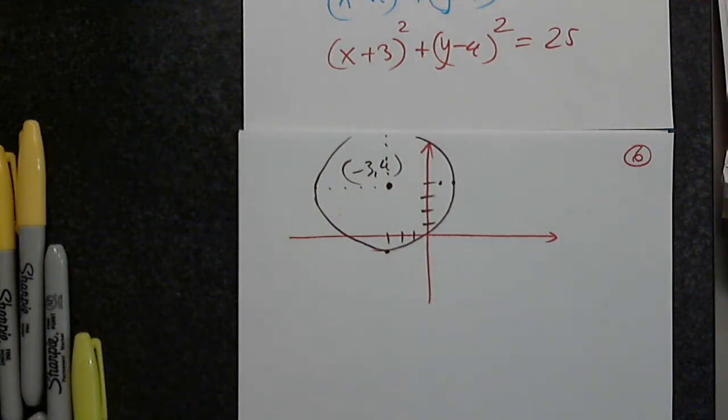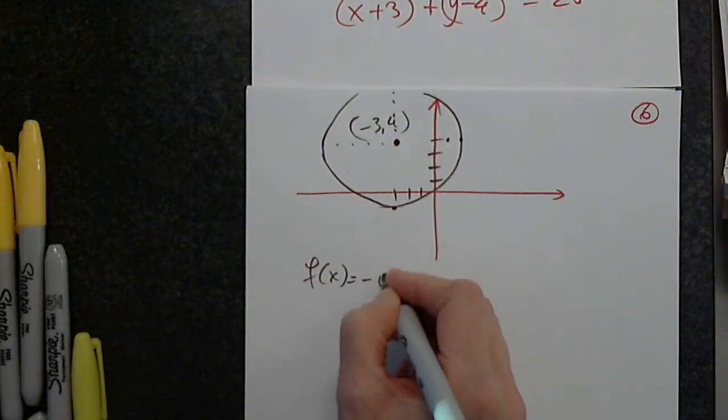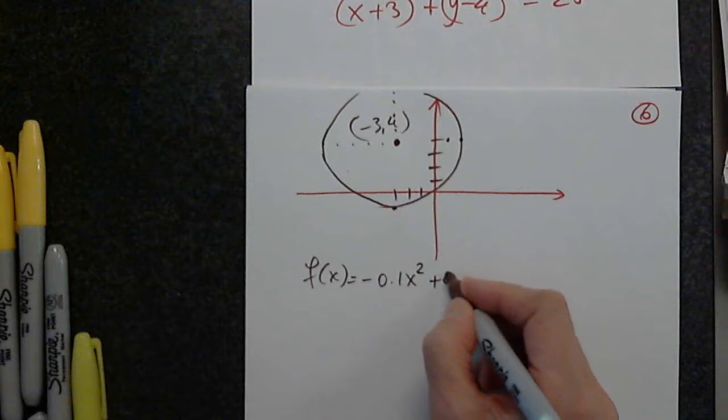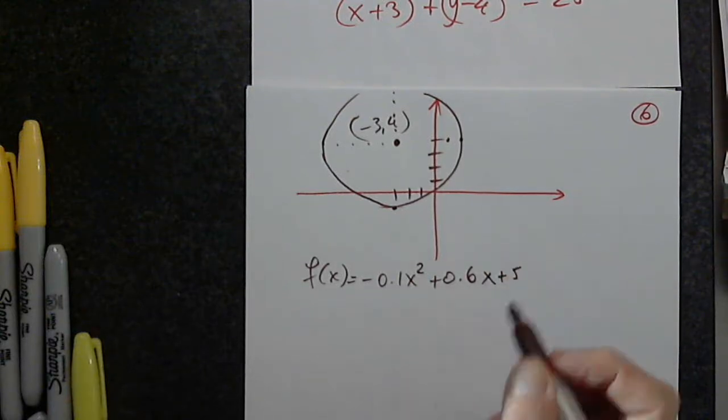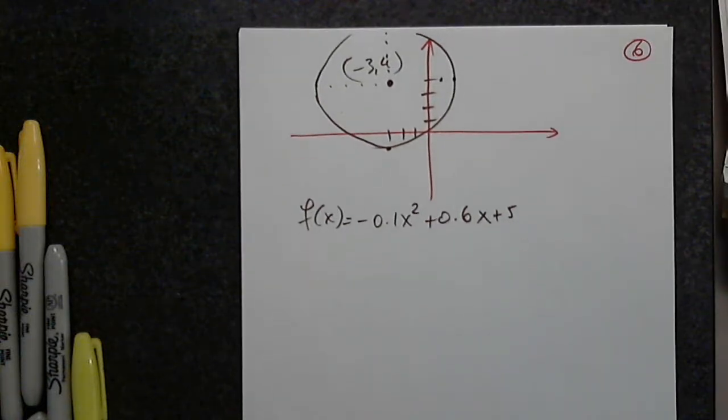Okay, next problem. We are given a function. Can anyone tell us what type of function this is? -0.1 x squared plus 0.6 x and plus 5. What type of function is this? Awesome, thank you. This is a quadratic function. Does it have a max or a min? Of course, because the leading coefficient is negative. Awesome, great job. Good, so now let's read the problem.